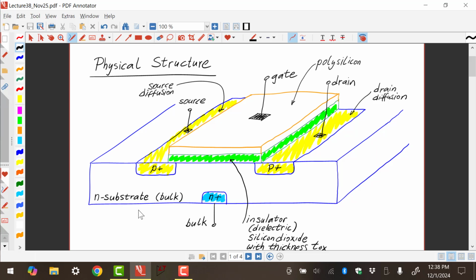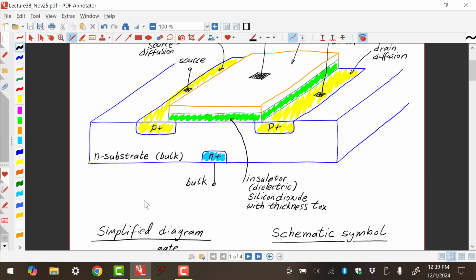So please go ahead and take a look at this, but also look for the similarities and differences between this and our presentation on the NMOS in the past presentations. Again, the structure is very similar. We have a gate, source, drain. We have an insulating layer, which is silicon dioxide, etc. So really not too much difference here to start with.